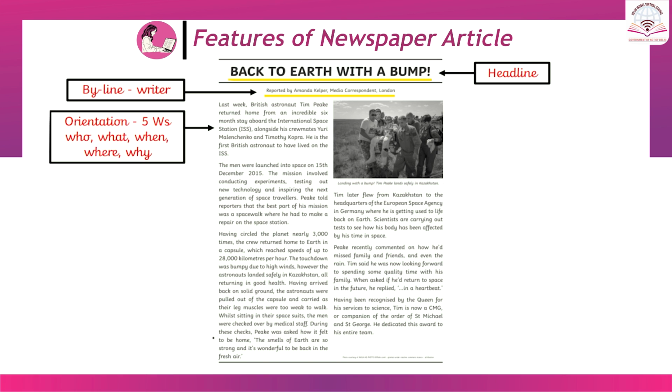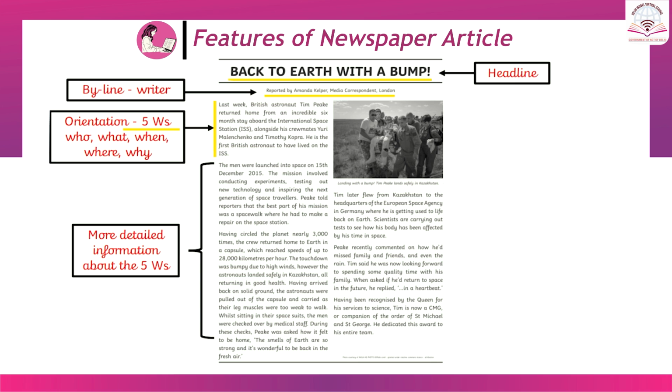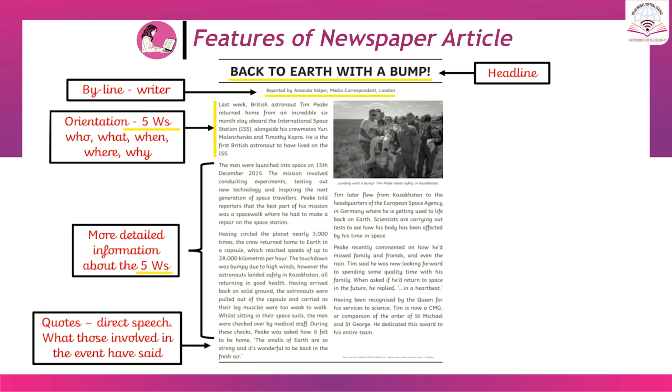Coming to the lead paragraph, as you can see, it is an orientation where the 5 W's are introduced. Then we move on to the body of the newspaper article where we talk about all those 5 W's in detail. It might include quotes, and these quotes are in direct speech, what those involved in the event have said. So they are printed as they are.